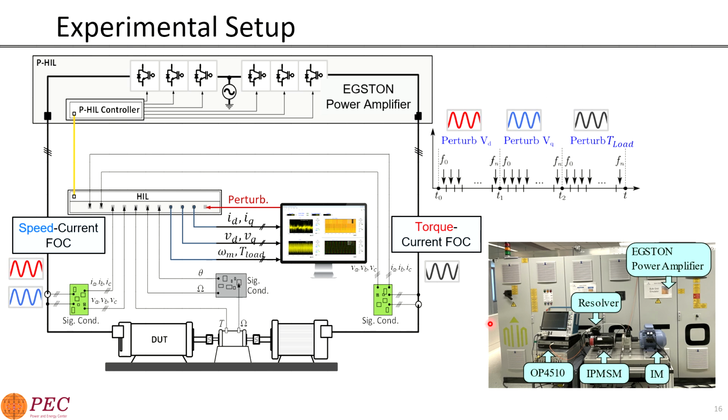So this is our experimental setup. For the controller, we are using OPRT instead of DSP or FPGA, while the PC is always communicating with the OPRT, the hardware-in-the-loop equipment, for signal monitoring and data collection. And we have a power amplifier from Exton playing the role of motor drive for both the PMSM and the induction machine, while the induction machine plays the role of mechanical load, providing torque from the load side. At the same time, both machines are controlled by traditional field-oriented control.